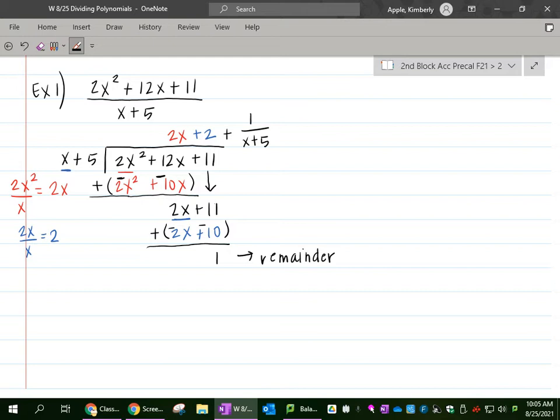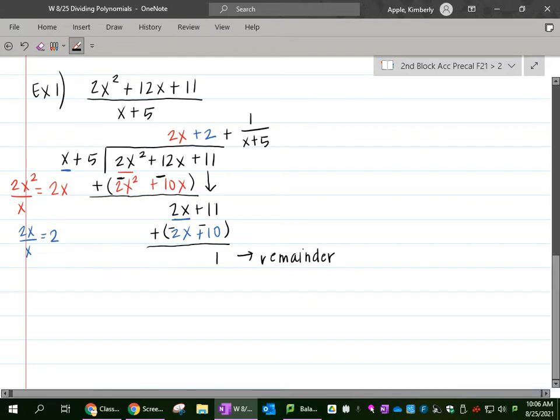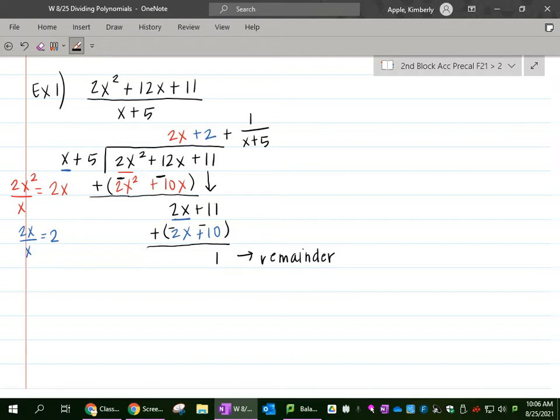So that's the divide. Now we multiply. 2x times all of this. So 2x times x, 2x squared. 2x times 5, 10x. Now I subtract all those things. I distributed my negatives so the subtraction is correct. And then that's nothing. Then I bring the next number down. So I divide, multiply, subtract, and bring down. Divide, multiply, subtract, bring down.